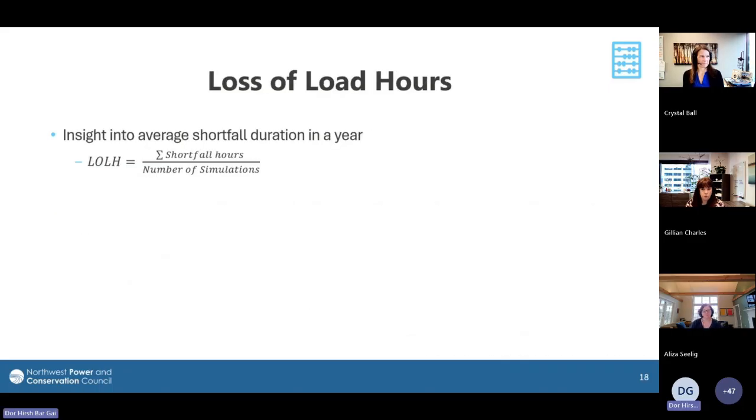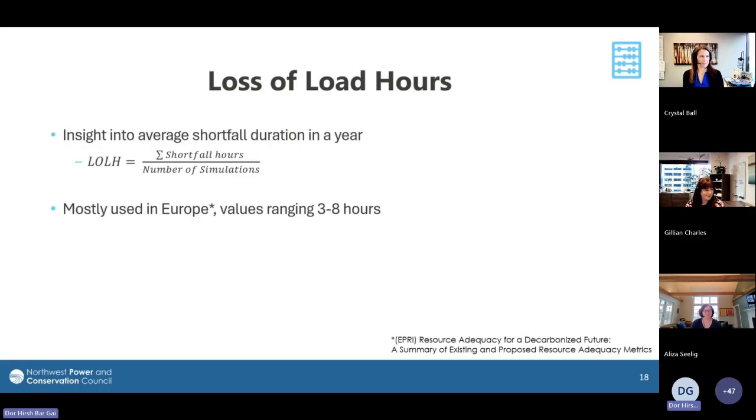Okay. Loss of load hours, as mentioned, is the average shortfall duration. This is more widely used in Europe. And again, it's the same EPRI report, which I recommend reviewing. Values tend to range from 3 to 8 hours, but if I'm not mistaken, we've been on several working group calls and other adequacy issues. Even though the metric is that high, it rarely gets used. It's never binding, because the systems end up being a lot lower than this.